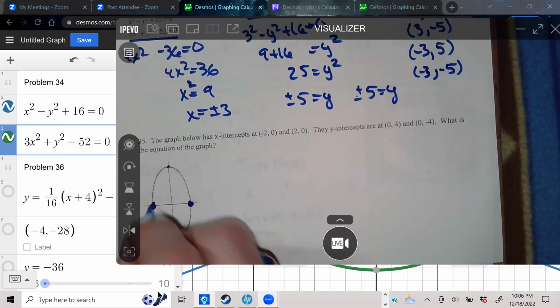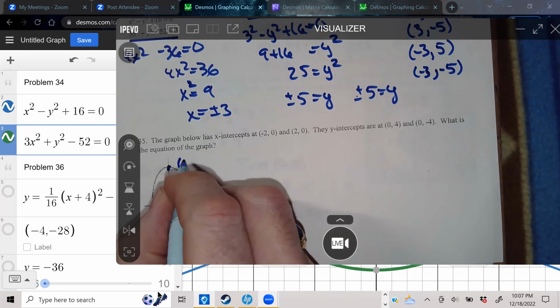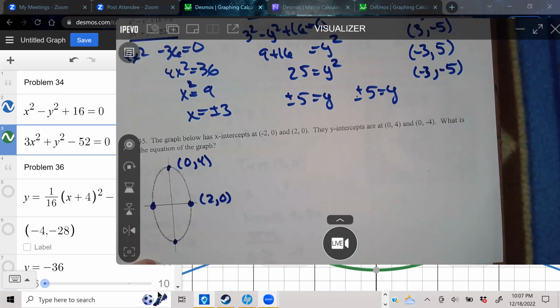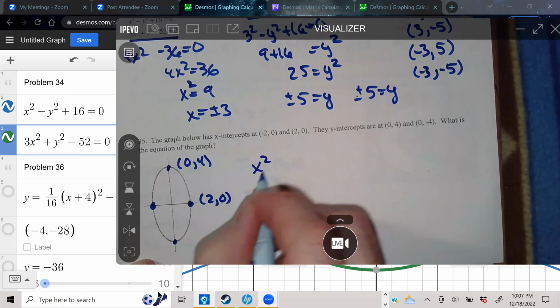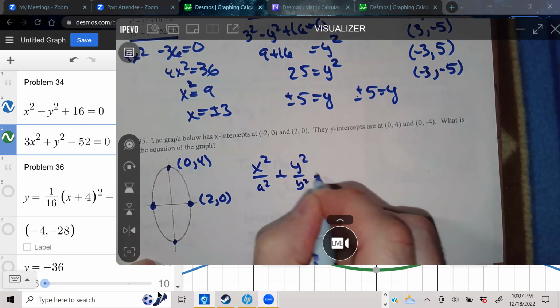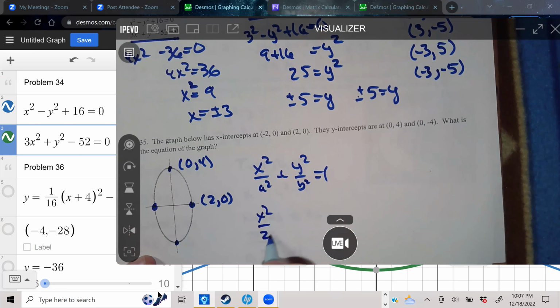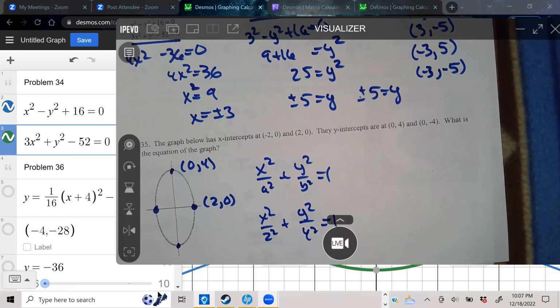Kind of a quick hitter for problem number 35. You have points at 2, 0, and 0 and 4. That's really all I need here. I've given you the other points as well. But the center is at 0 and 0, so it's going to be x squared over a squared plus y squared over b squared equals 1. A is this distance right here, so it's x squared over 2 squared plus y squared over 4 squared equals 1. Beautiful.